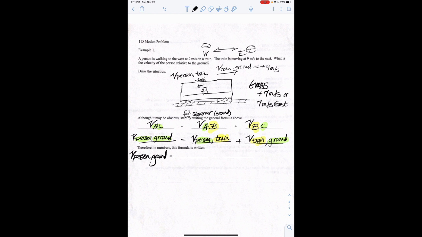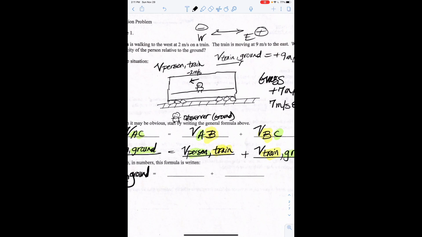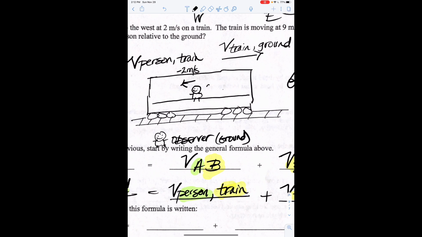So if there was another person on this train, and maybe that was you, and you were just sitting on the train, and you saw this person walking past you, going 2 meters per second to the west, you would just say, well, their velocity is 2 meters per second. You wouldn't care that the train's moving. You wouldn't care that you're moving. You'd just be like, oh, that person's just walking backwards at 2 meters per second, right? Because you're just sitting there on the train, and you see this person go by, and you're like, oh yeah, that person's just walking backwards at 2 meters per second to the back of the train.